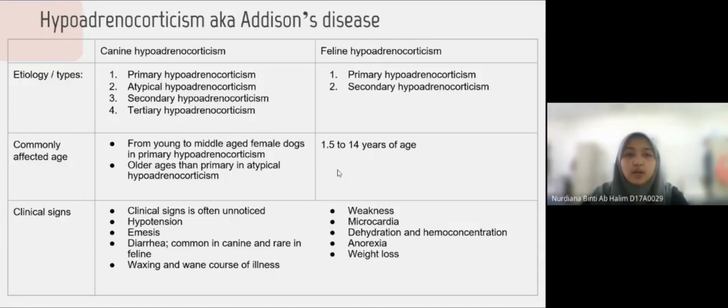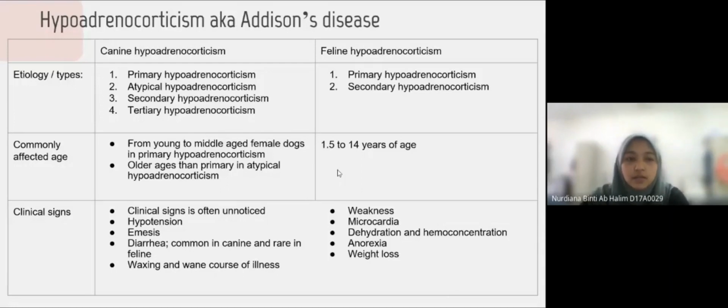For commonly affected age, primary hypoadrenocorticism is in young to middle-aged female dogs, and atypical hypoadrenocorticism is in older ages. For feline hypoadrenocorticism, the age ranges from 1.5 to 14 years of age.